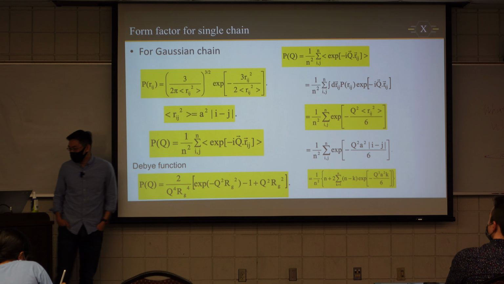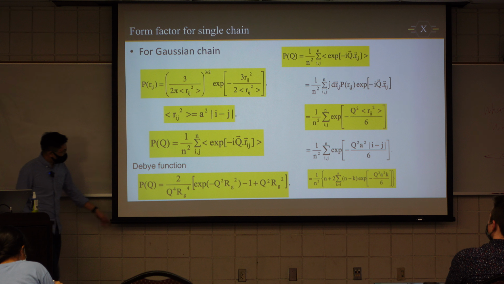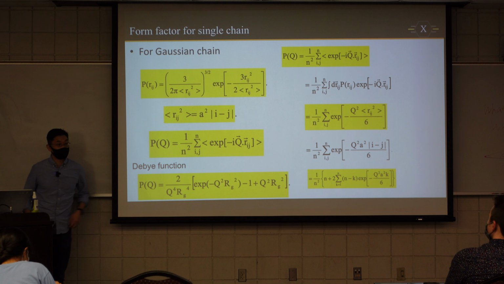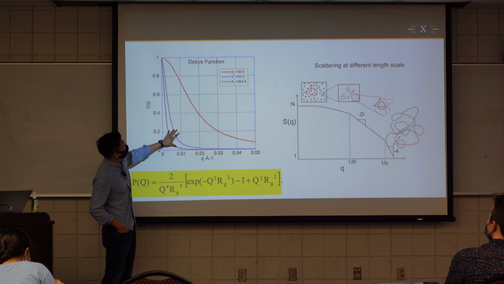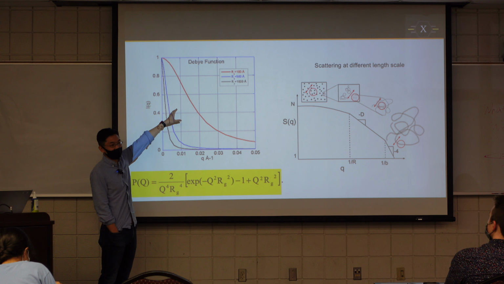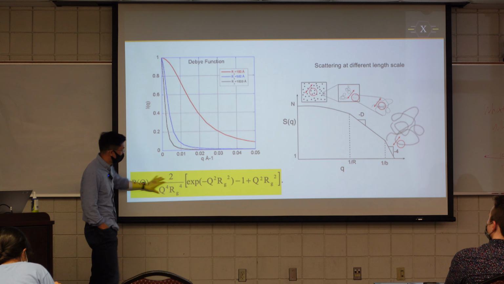It's a little bit complicated, right? But as you can see, when Rg and Q go up, your form factor will get closer to 0. So let me show you an example. What is the form factor for a polymer? And people give it a cool name. It's called the Debye function for this specific function.